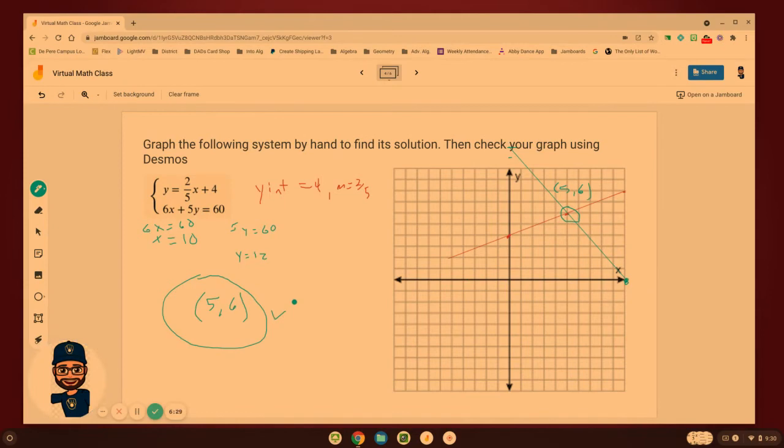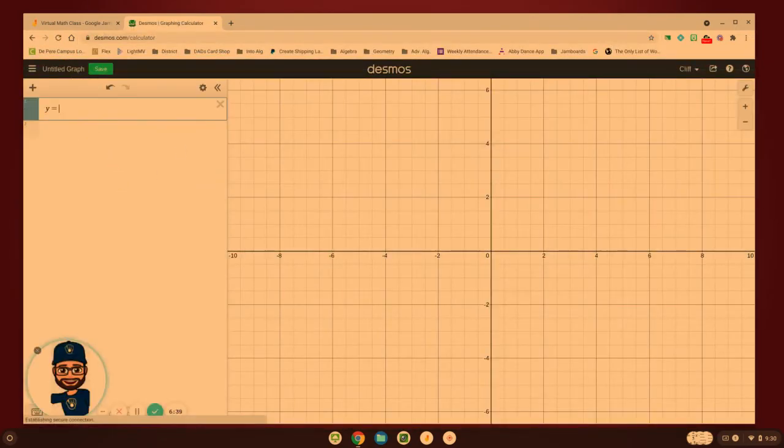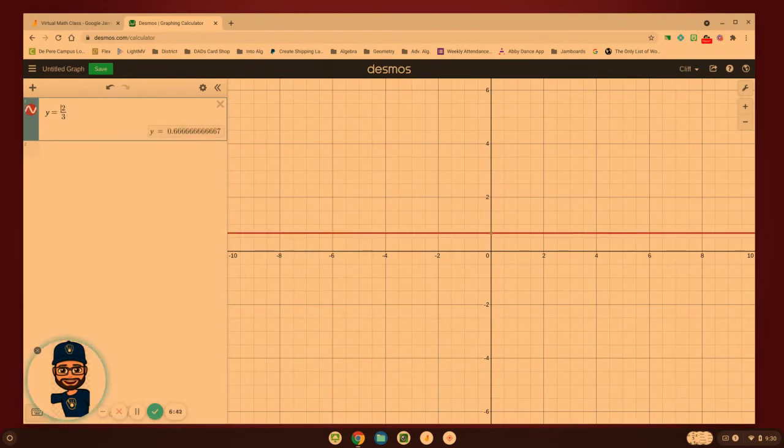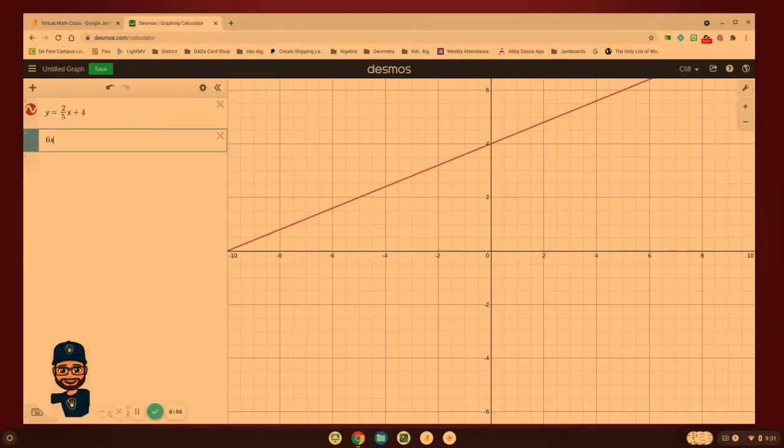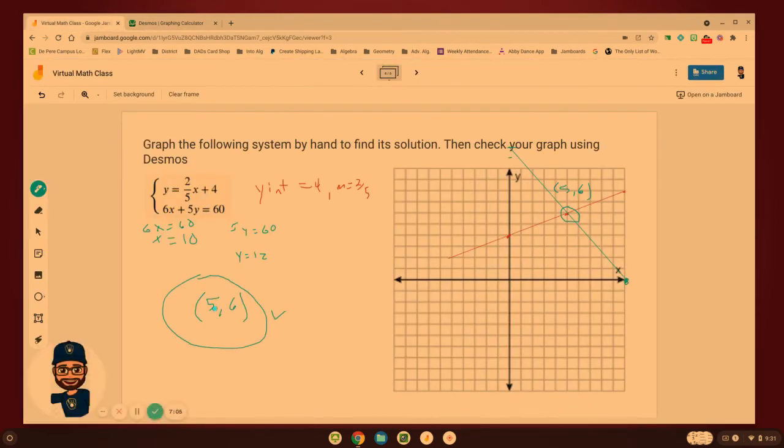All right. So you can do both of those by hand. We could also check this one by going to our Desmos calculator. Y equals 2/5. Oh, not 2/3. 2/5 x plus, I forget what the y-intercept was, 4, plus 4. 6x plus 5y equals 60. There is our point of intersection, 5, comma 6. So a lot of different ways to do that by graphing, either by Desmos or graphing them by hand using intercepts and slope, or even x and y intercepts.